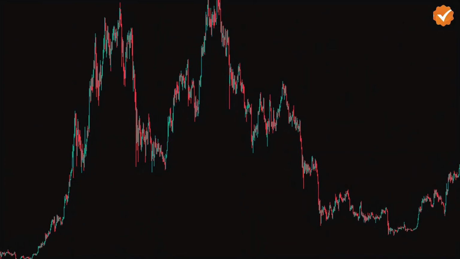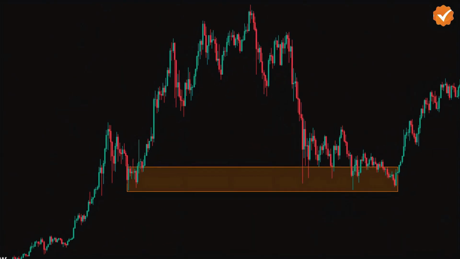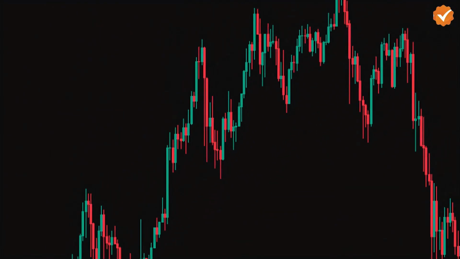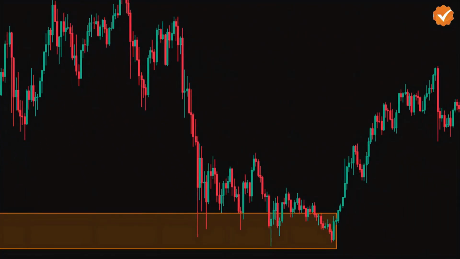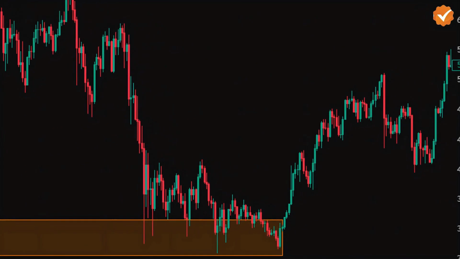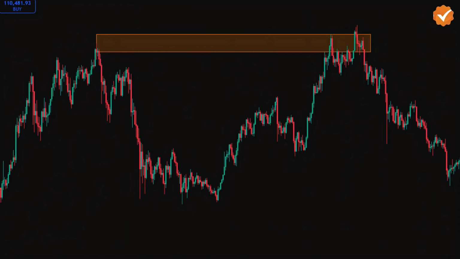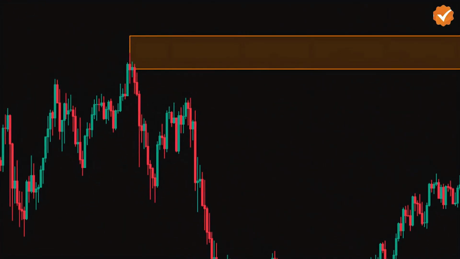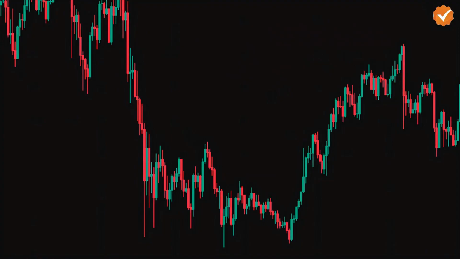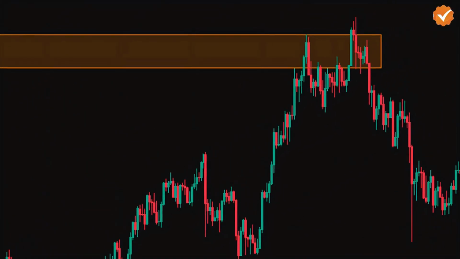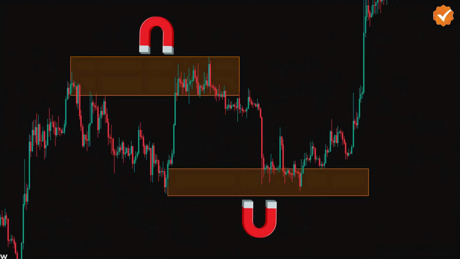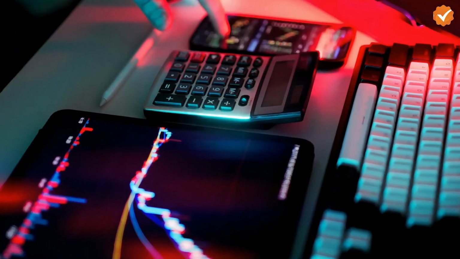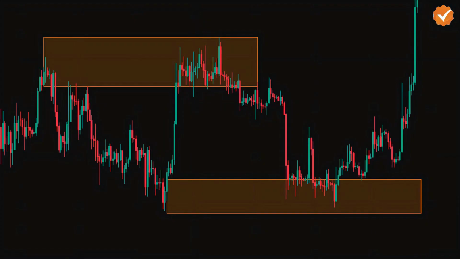Here's the concept in simple terms. Demand zone: an area on the chart where buyers stepped in aggressively, pushing price higher. When price comes back, those buyers, or new ones, are likely to step in again. Supply zone, the opposite: a region where sellers dumped heavy orders, driving price down. When price returns, those sellers, or new ones, often defend it again. Think of these zones like magnets. Price gets attracted to them, reacts, and often reverses. That's why professionals don't just look at lines, they look at zones.